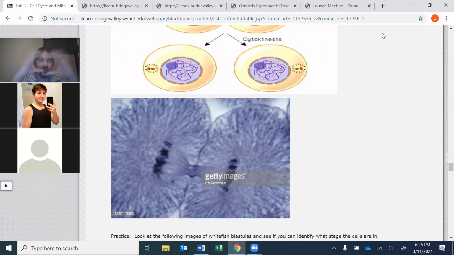You might see the cells start to pinch off during anaphase or during telophase, during the last phase. Once the chromosomes get pulled apart enough of a distance, then that cell will start to pinch itself off.